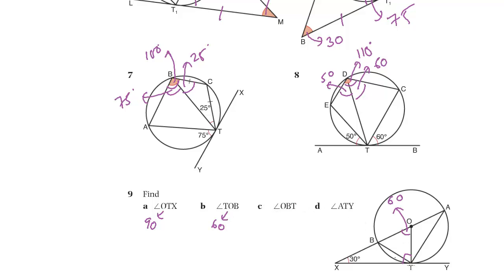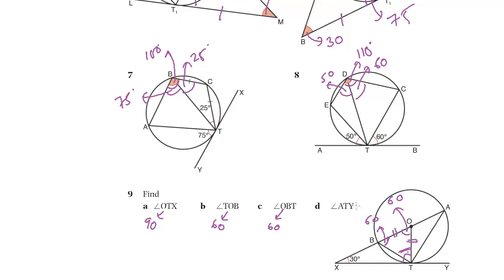Next, we have to find OBT. We know OB and OT are the radii of the circle. So the base angles should be equal. So 180 minus 60, divided by 2. So this is 60 degrees and this is also 60 degrees.